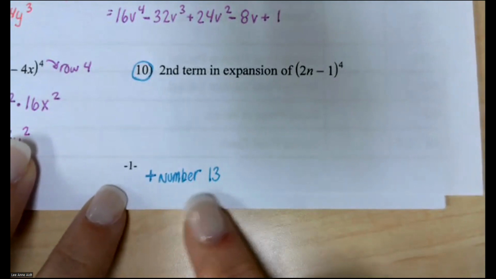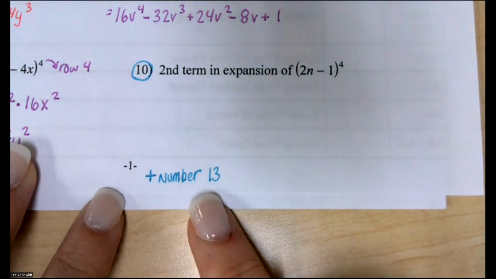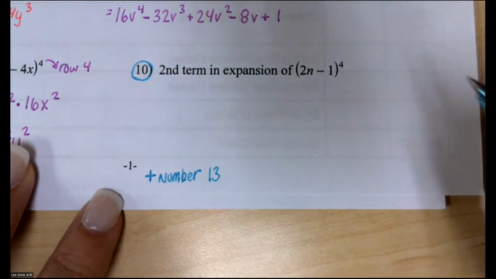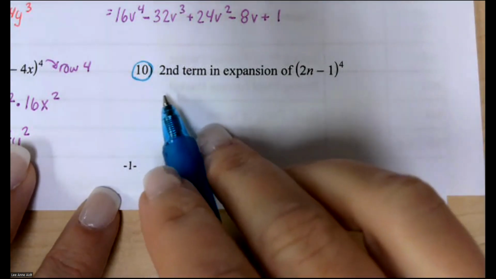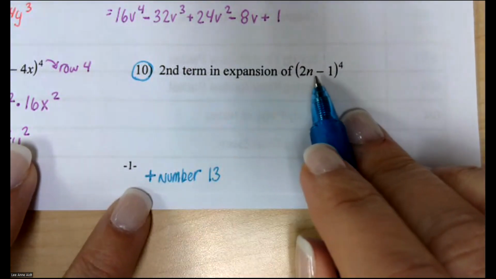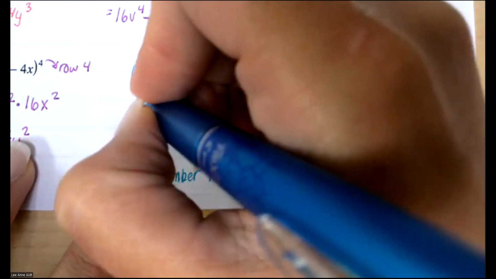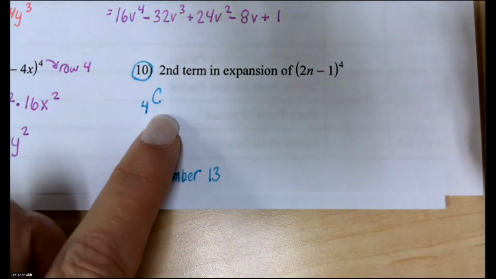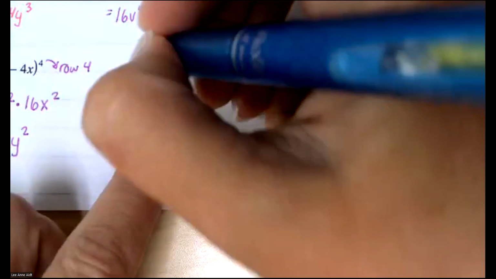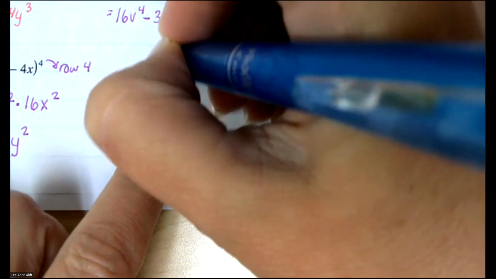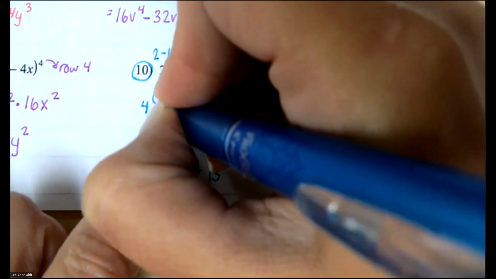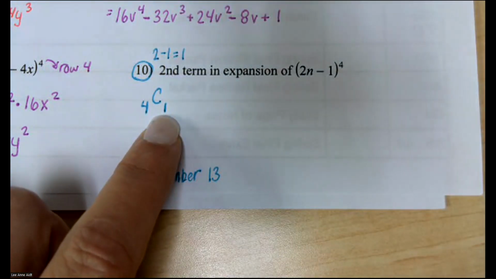I wrote this plus number 13 for anybody who was doing the warm-up, so they know the other one we were going to do, just in case. Okay, second term in an expansion of (2n - 1) to the fourth. So the fourth power tells me that I'm in the fourth row. So 4 combination something. And the second term is going to be 4 combination 1.